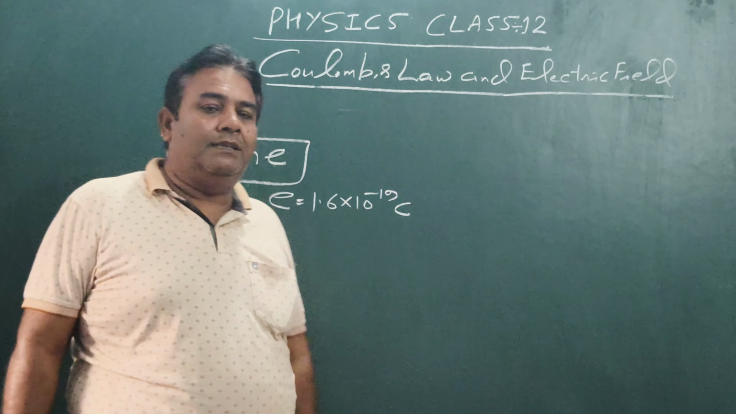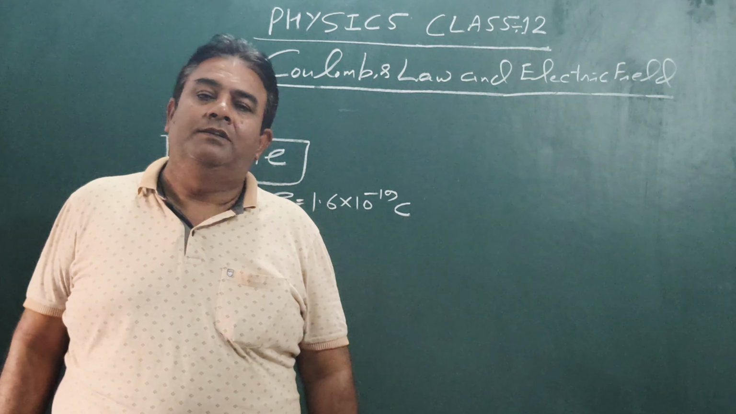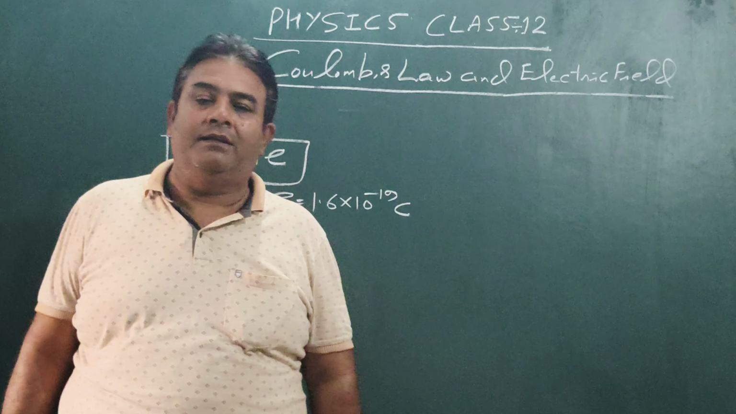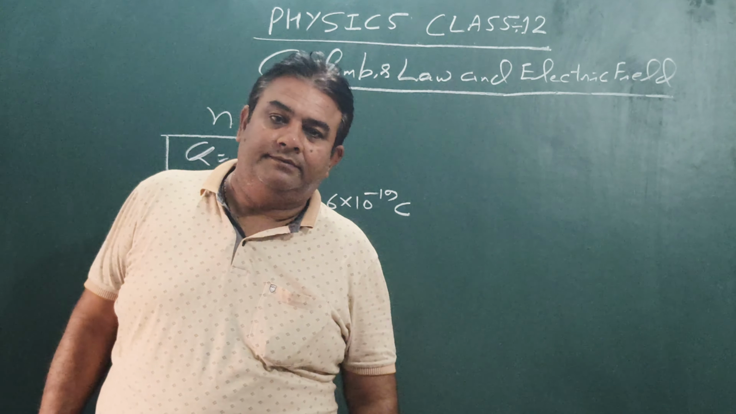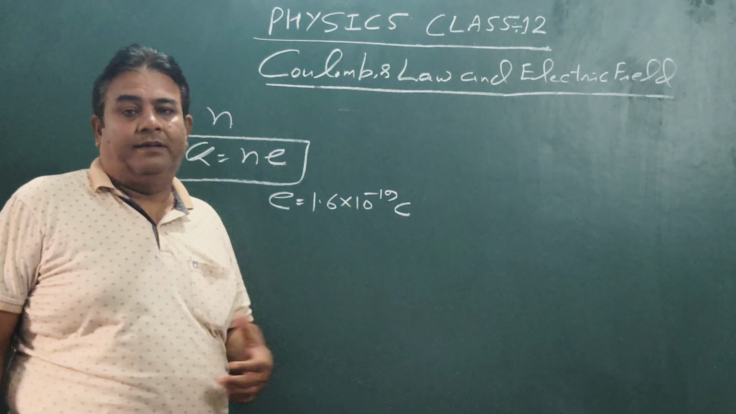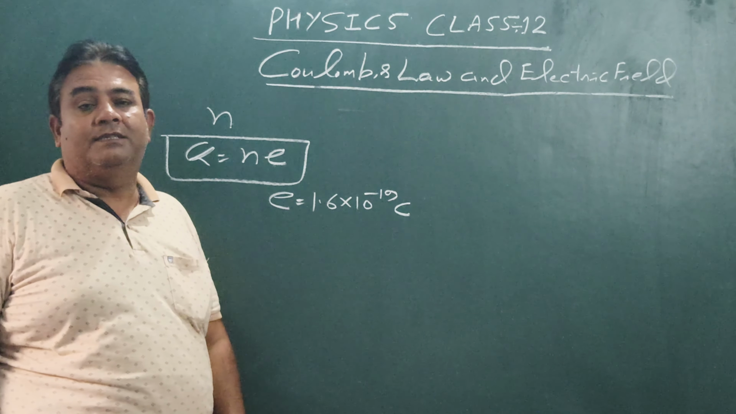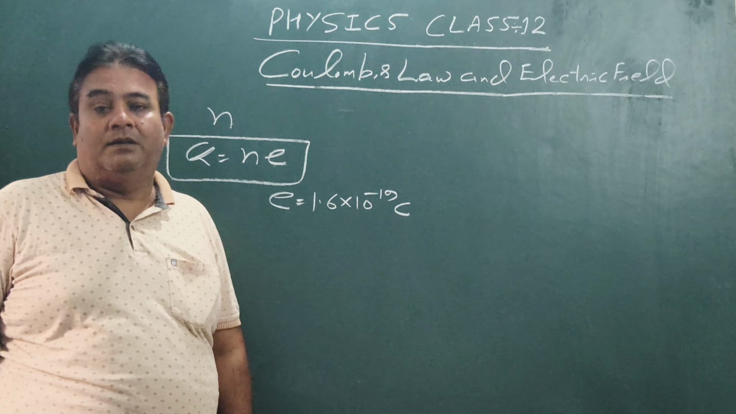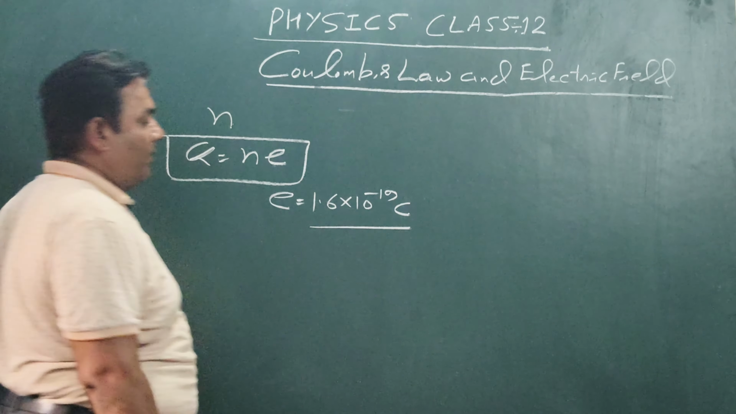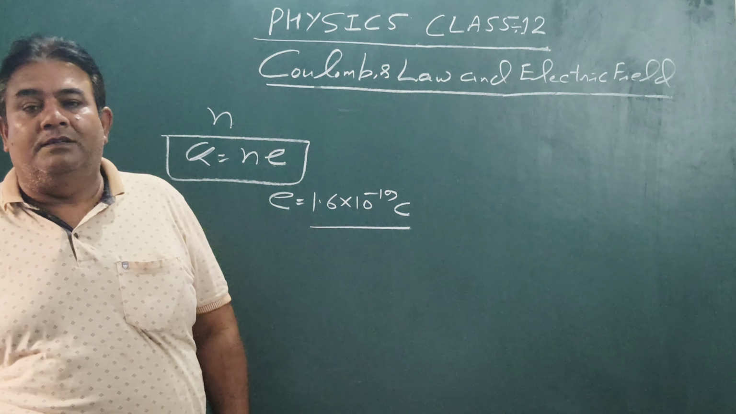And we can also say that the concept of charge is a property of the substance by which it applies electric force to the other substance. This is the definition of charge. And after that, now the fundamental charge. What is fundamental charge? The minimum charge produced on any substance is called fundamental charge. And the value of the fundamental charge is also 1.6 into 10 to the power minus 19 coulomb, because minimum one electron can transfer from one substance to another substance.